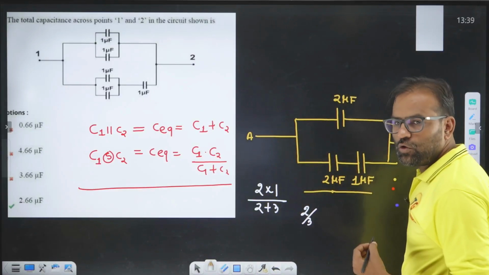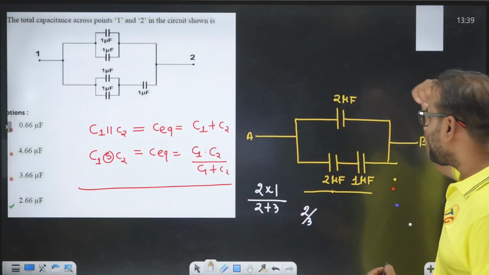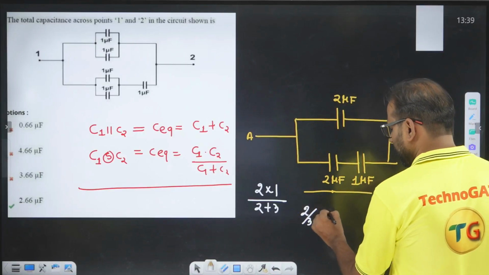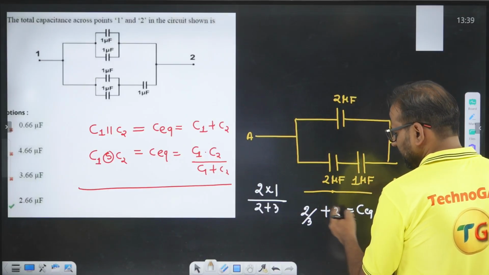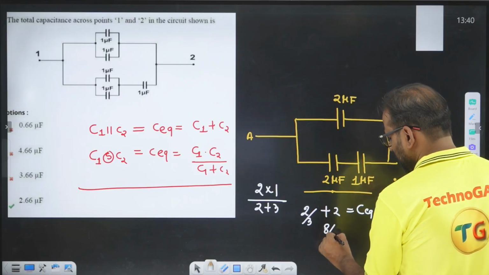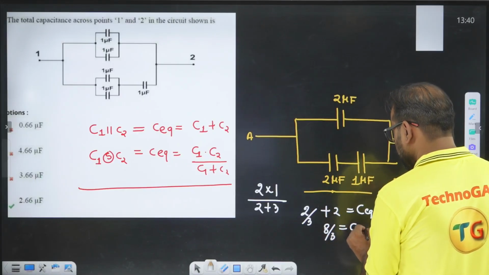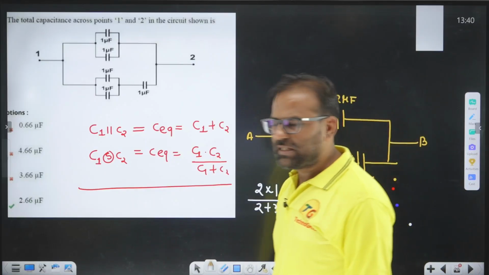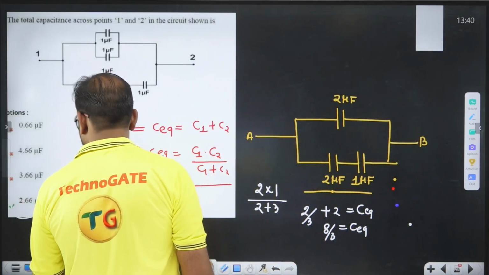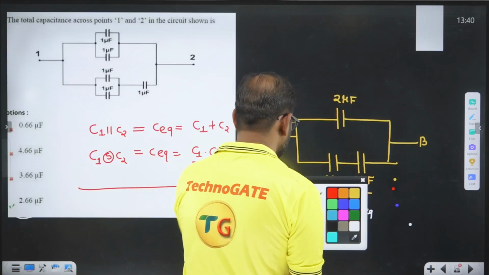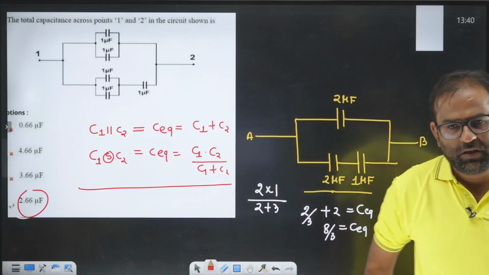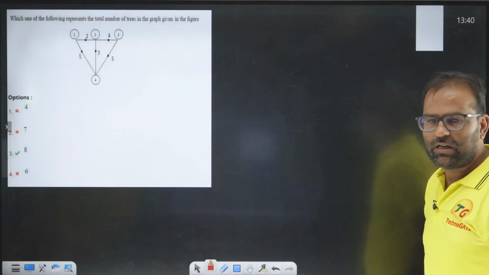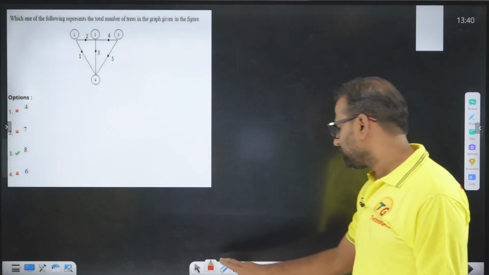If this is 2 by 3 microfarad, can I say 2 by 3 microfarad is in parallel with 2 microfarad? This is the equivalent, and can I say 6 plus 2, 8 by 3 microfarad is the correct answer. What is 8 by 3? 8 by 3 is 2.66 something. So here which option is correct? Here D option is correct for the given question. A very simple circuit of equivalent resistance and capacitance.